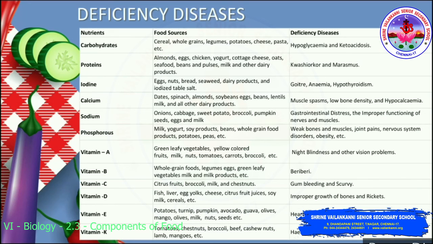So now let's see a few more diseases. Energy requirements vary from person to person. We saw that. Deficiency of one or more nutrients causes deficiency diseases like goiter, night blindness, malnutrition and anemia.